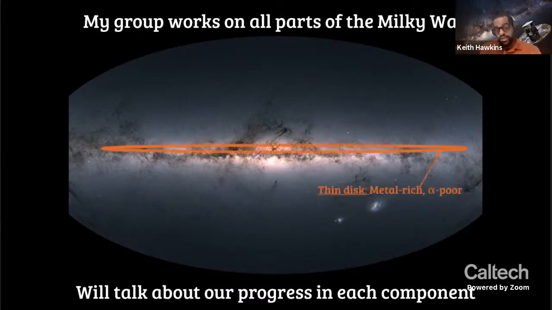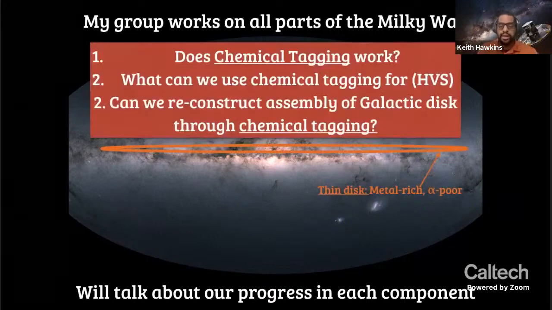And so I'm going to start out with the thin disk of the galaxy. That's the part of the galaxy that we live in. The questions that I have been interested in the last couple of years in the galactic thin disk are things like, does chemical tagging in the galaxy work? What can we use chemical tagging for? And can we reconstruct the assembly history of the Milky Way through chemical tagging? So I'll start out with that.